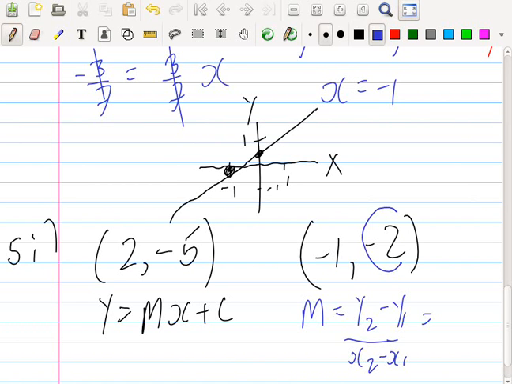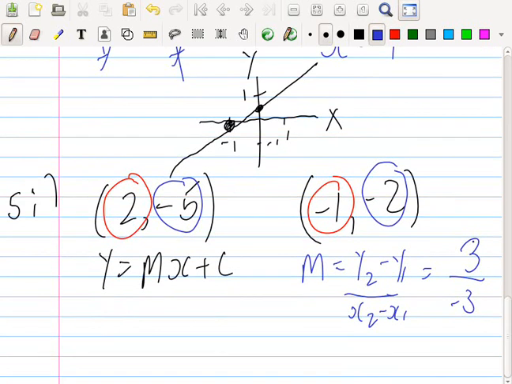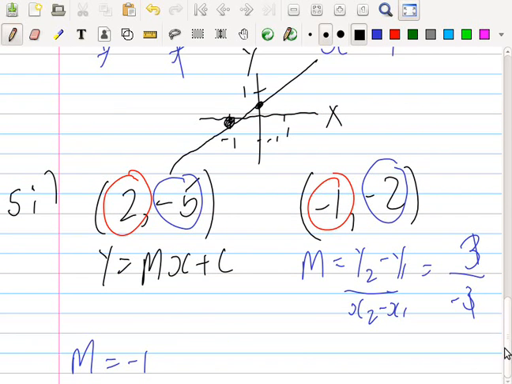So here is y2 minus y1. That would be minus 2 minus minus 5, which is minus 2 plus 5, which is 3. And then x2 minus x1. So that's minus 1 minus 2. Minus 3. Well, that's handy because they cancel, and what's the m? Minus 1. So you're 50% finished now. You have y equals minus 1x plus c.